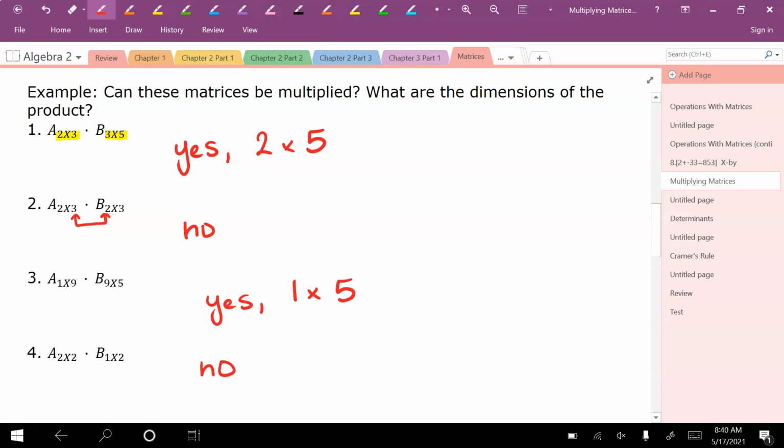And number 4? No. Okay, so now that you understand how to do that, let's actually get into multiplying matrices so you guys can see how this works.